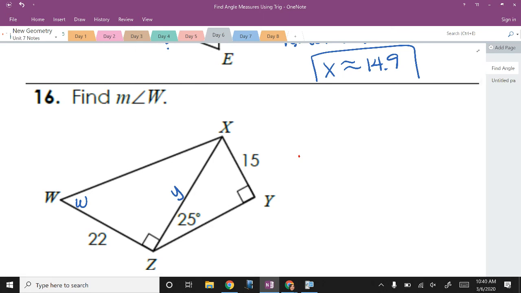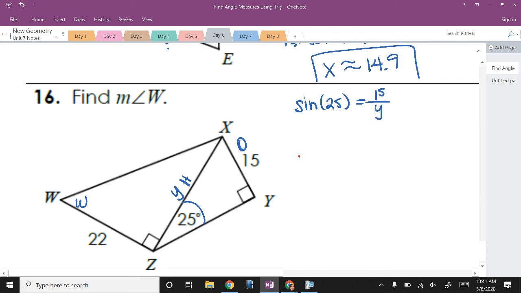Okay. So from this triangle on the right side, I have this 25-degree angle. What is y in relationship to that 25-degree angle? It's the hypotenuse of that right triangle, isn't it? And that 15 that they give me is what for the 25-degree angle? It's opposite. So if I've got hypotenuse and opposite, am I going to use sine, cosine, or tangent? Sine. So sine is opposite over hypotenuse. So sine of 25 degrees equals opposite, which is 15, over my hypotenuse, which is y.